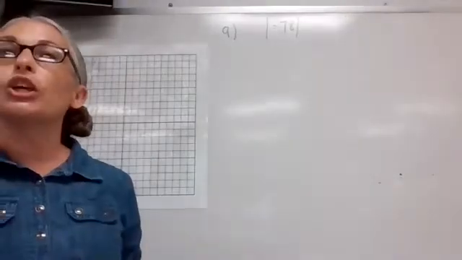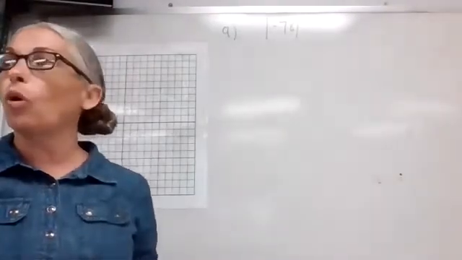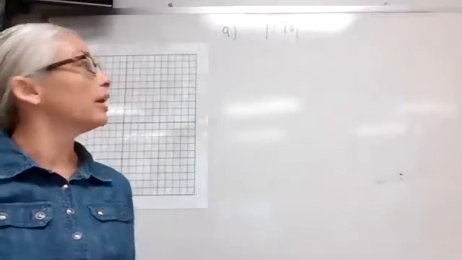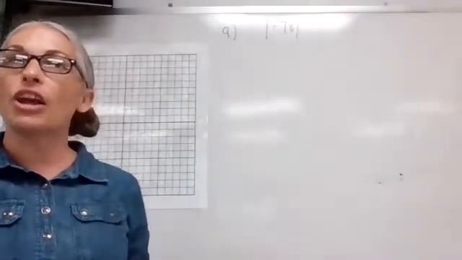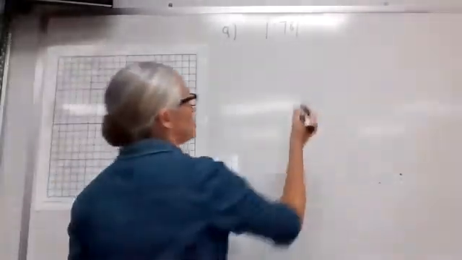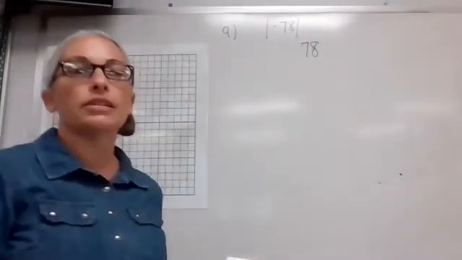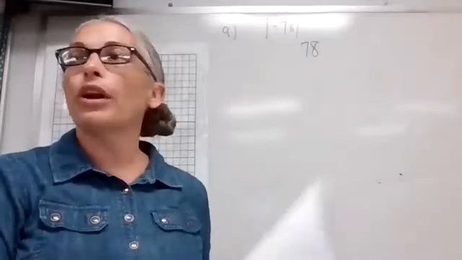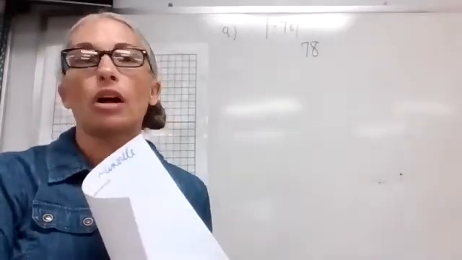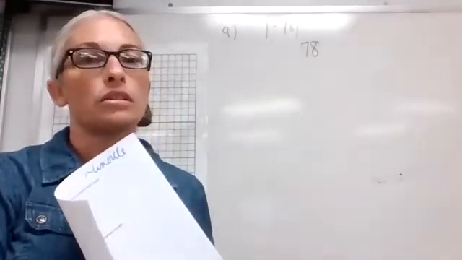Okay, absolute value. Remember, absolute value is the distance from a point to 0 on a number line. Angel, did you get it? Yep. What did you get? 78. Perfect. Absolute value of -78 is 78. And remember, an absolute value always has to be positive because it's a length or distance.